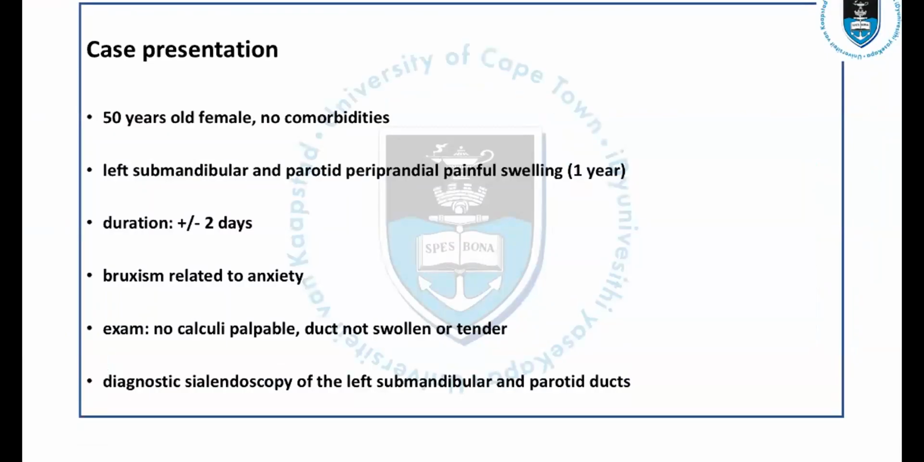So my case presentation is of a 50-year-old female patient with no comorbidities, presenting with a 1-year history of intermittent left submandibular and parotid periprandial painful swelling, which resolved typically within 2 days with no specific treatment. She also gave a history of bruxism related to anxiety.